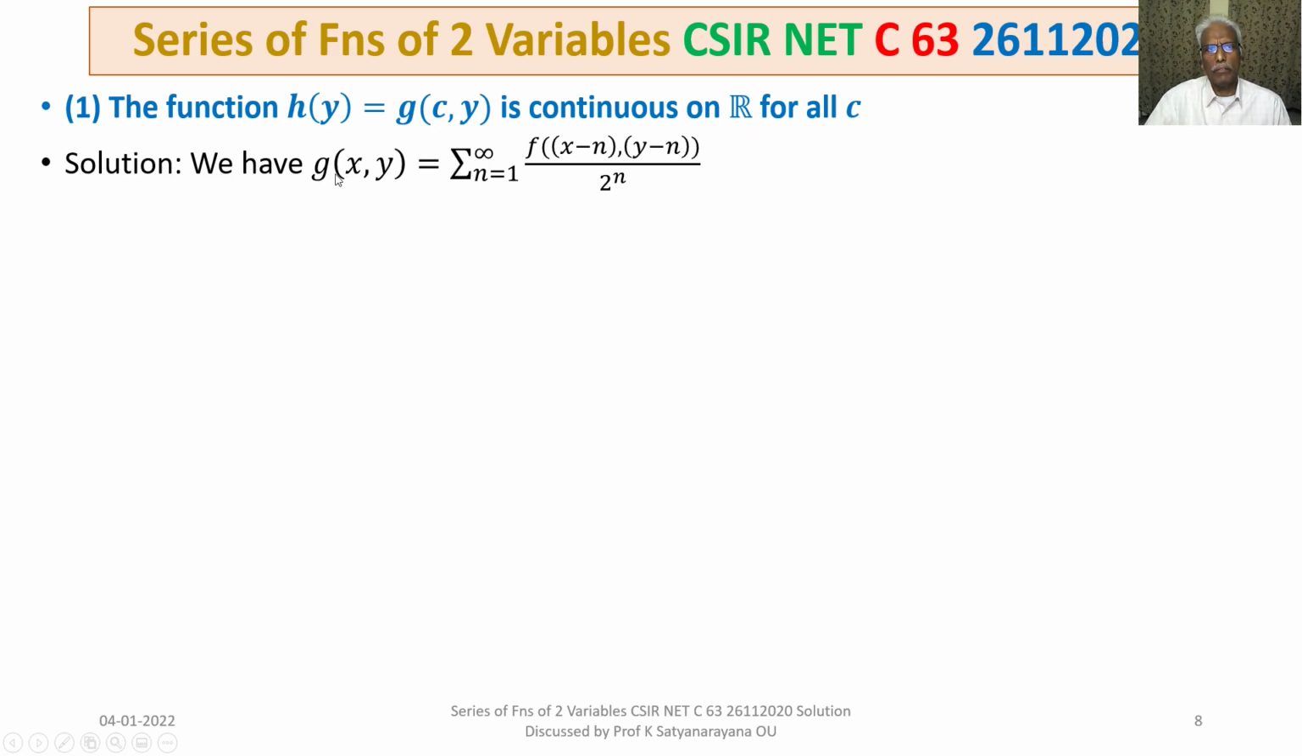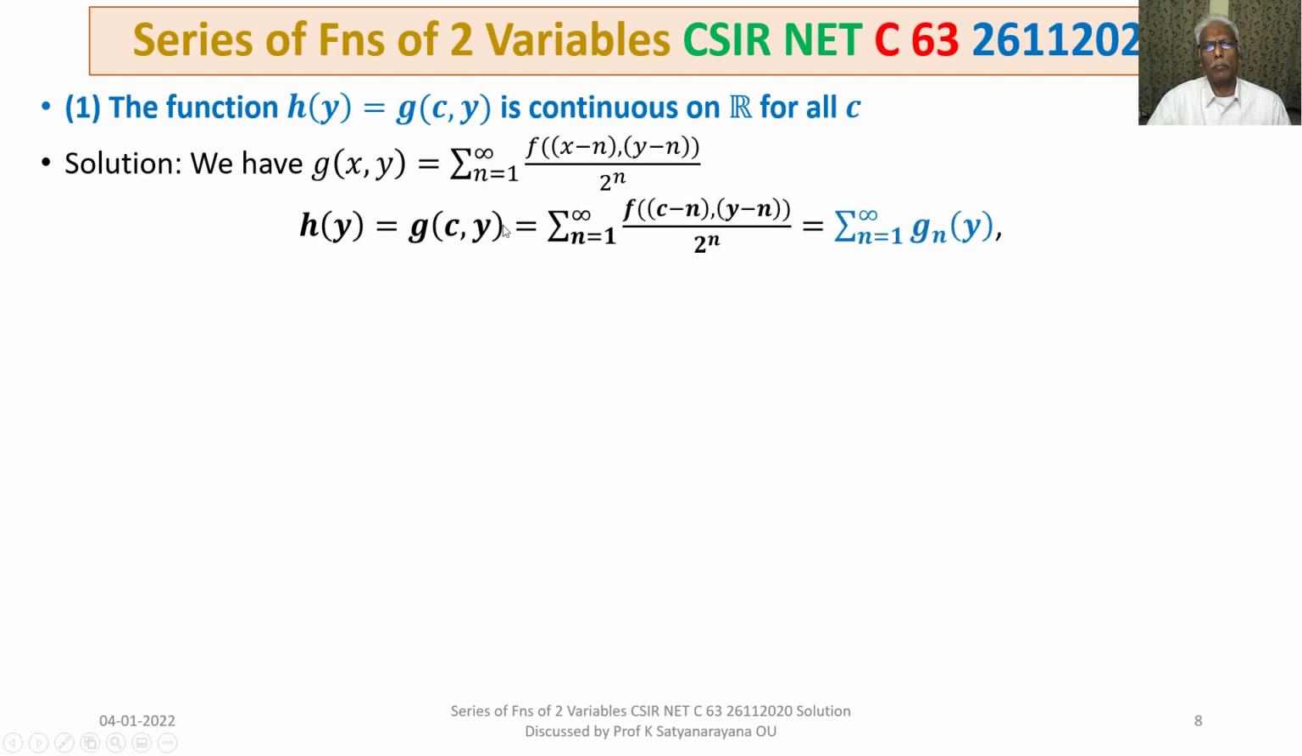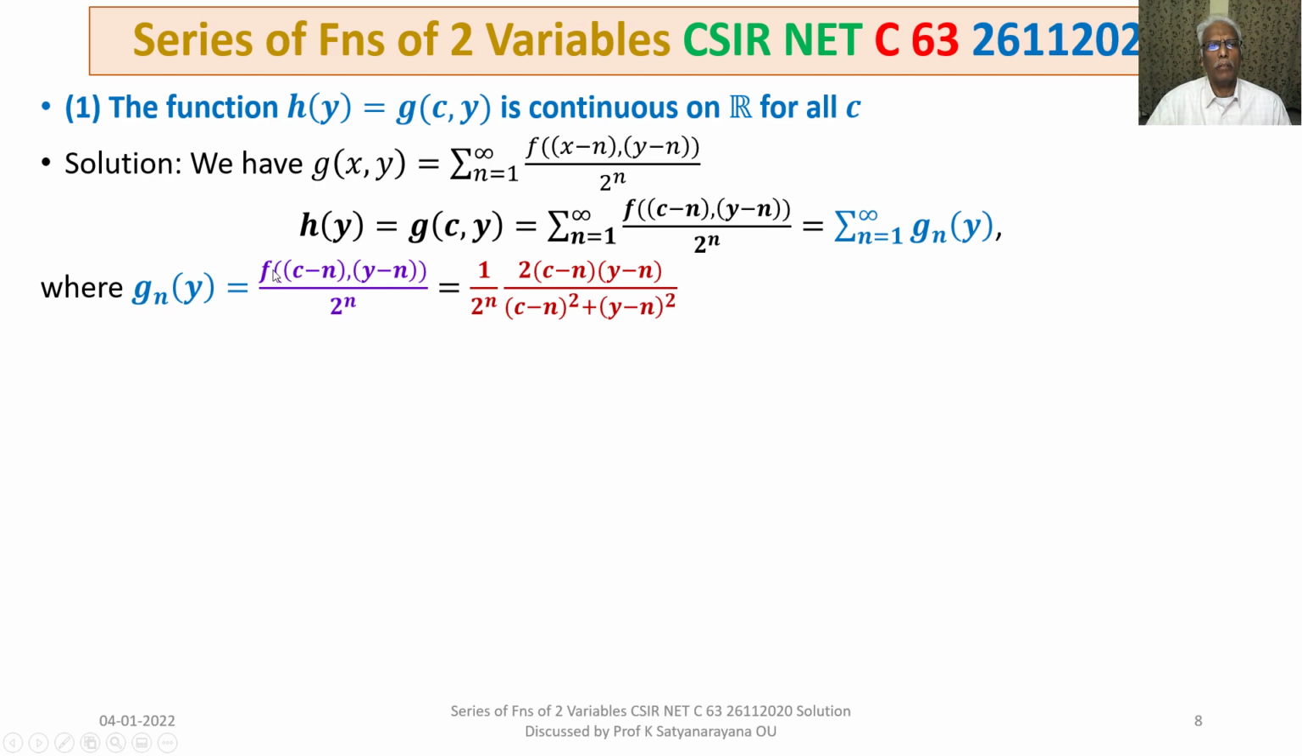We have g of x comma y is the sum from n equals 1 to infinity of f of x minus n comma y minus n, divided by 2 to the power n. h of y will be g of c comma y. Wherever there is x, you write c. Let us call this g_n of y. So h of y is the sum from n equals 1 to infinity of g_n of y, where g_n of y is f of c minus n comma y minus n divided by 2 to the power n, that is equal to 1 by 2 to the power n into 2 into (c minus n)(y minus n) over (c minus n) whole square plus (y minus n) whole square.